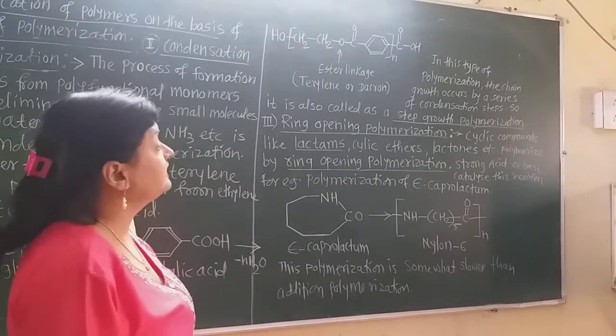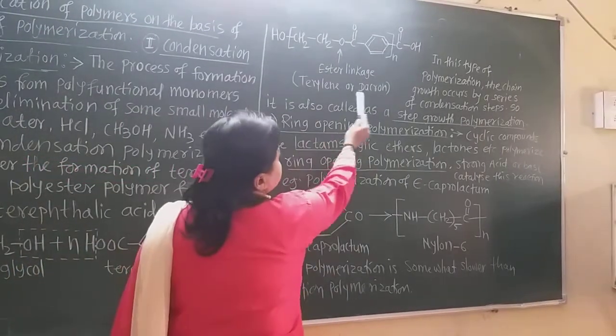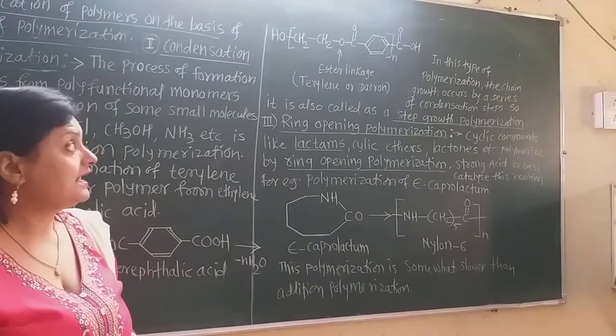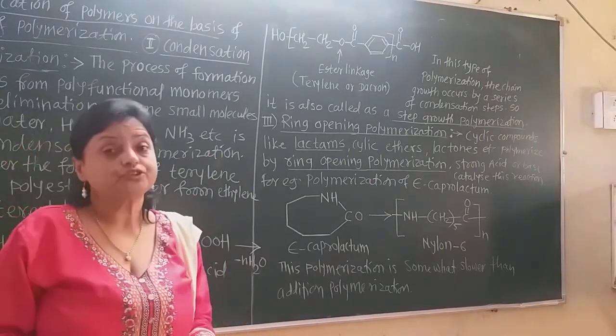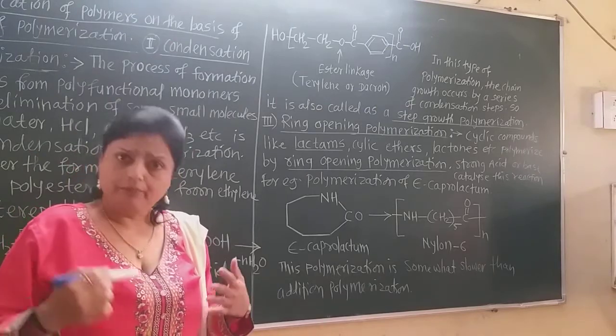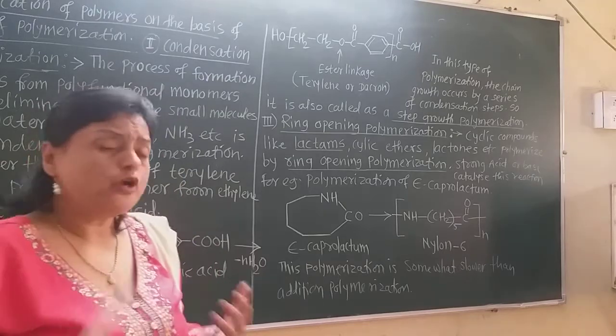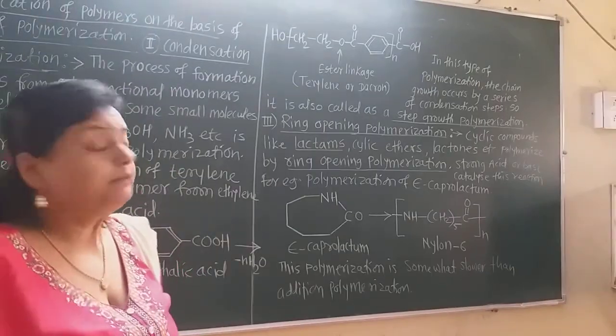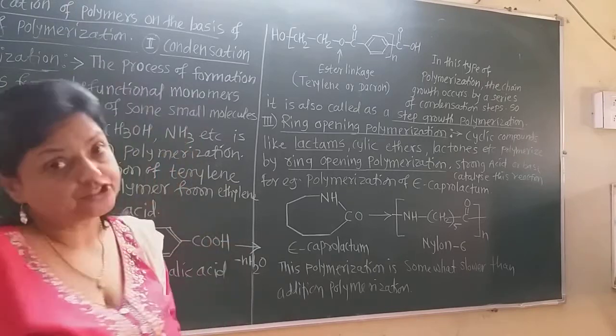Now this is nothing but the terylene or Dacron fiber or polymer, and it has a very large molecular weight, and from it clothes are formed. Again, wires etc. are also formed. This polymer is also used for different other uses.